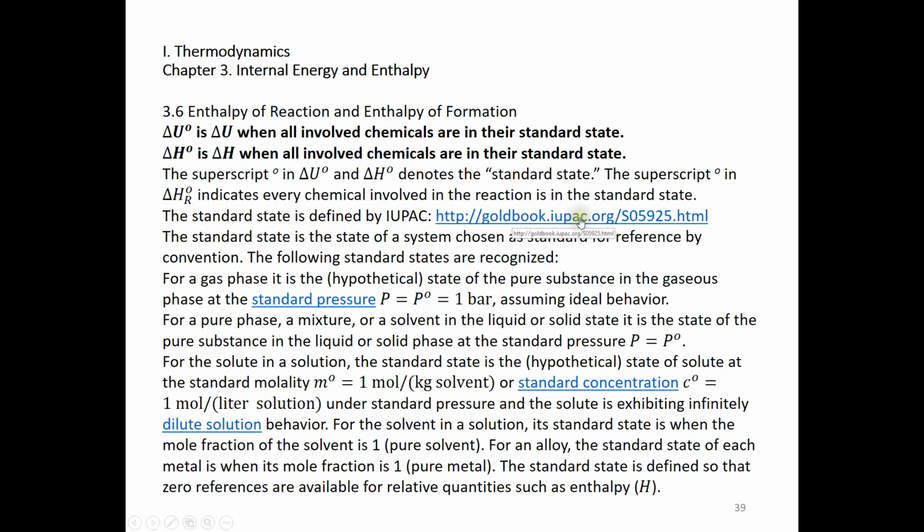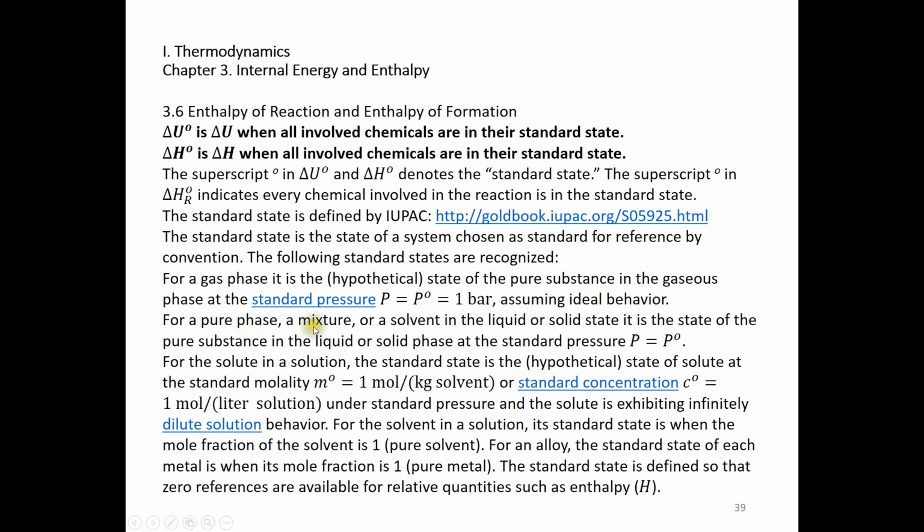If you click this web link, you can get to the definition of the standard state. The standard state is the state of a system chosen to be the standard for reference by convention, and the following standard states are recognized. For a gas phase, it's the hypothetical state of the pure substance in the gaseous phase with P equal to 1 bar, and assuming this gas behaves ideally. So that's why it's hypothetical. None of the real gases is really ideal.